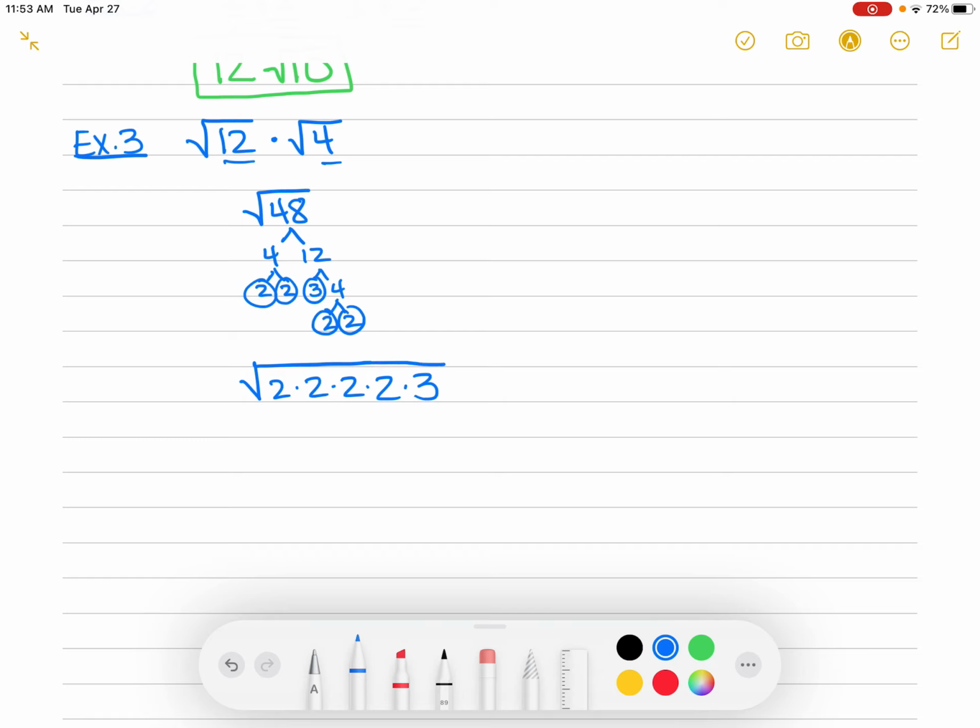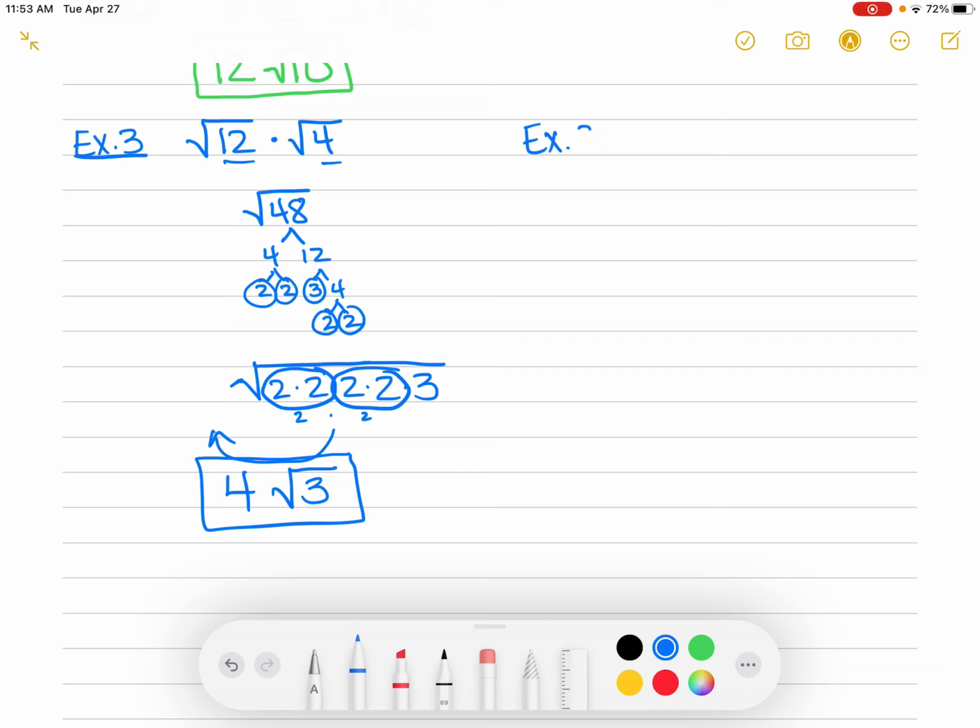So I'm going to circle groups of 2 because this is a square root. So there's a group, and there's a group. And then I'm going to bring both of those to the outside. So really I have 2 times 2 that goes on the outside, right? So that's 4 times the square root of 3. Okay? Okay, now I want you to do one on your own.